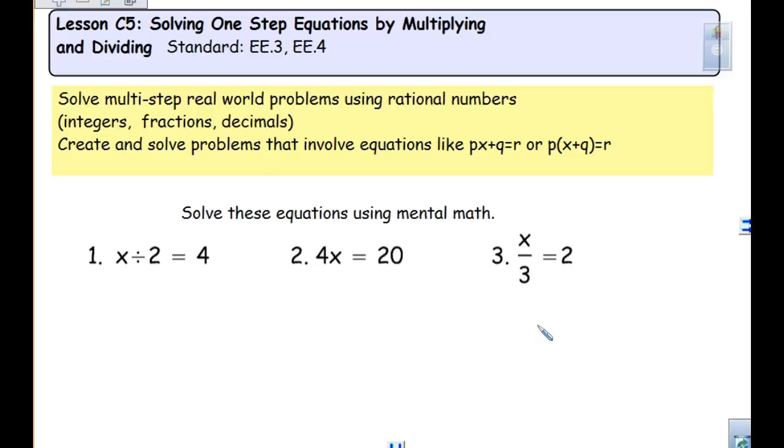So just right now, you're going to put a number right below that you think X is, without showing any work. Like I think if I divide this by 2, I get 4. I take this number times 4, I get 20. I take this and divide it by 3, and I get 2. Please write those 3 numbers down right in your workbook, or right in your notes.